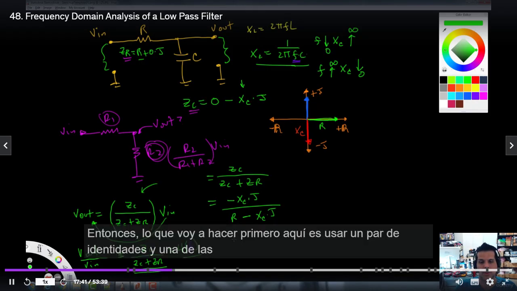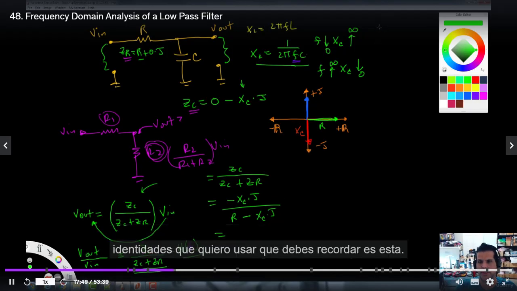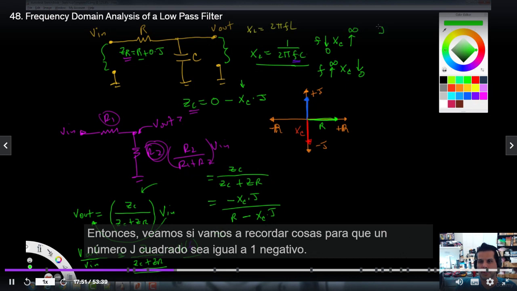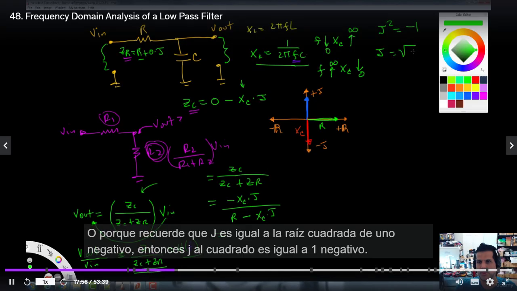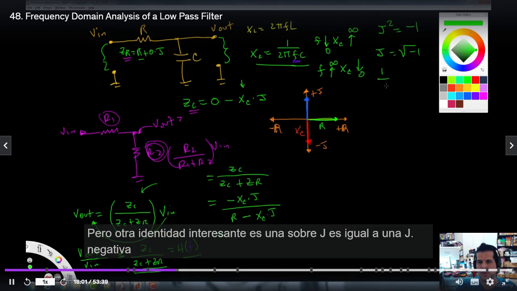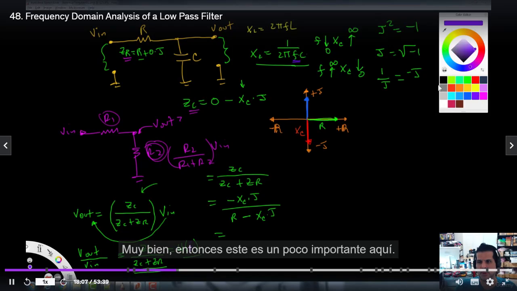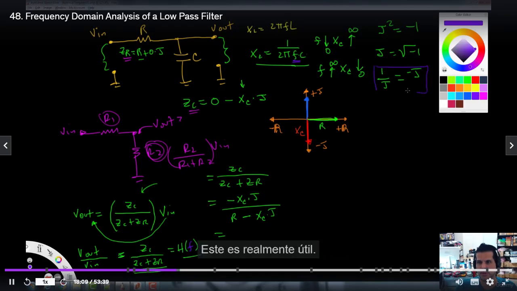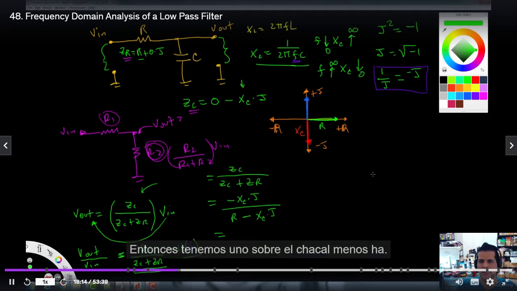All right. So what I'm going to do first here is use a couple of identities. And one of the identities that I want to use that you should remember is this. So let's see if we can remember things. Remember, j squared equals negative 1, because j equals the square root of negative 1. But another interesting identity is 1 over j equals a negative j. This one is kind of important here. This one's really useful, and this one up here is really useful. So we've got 1 over j equals minus j.